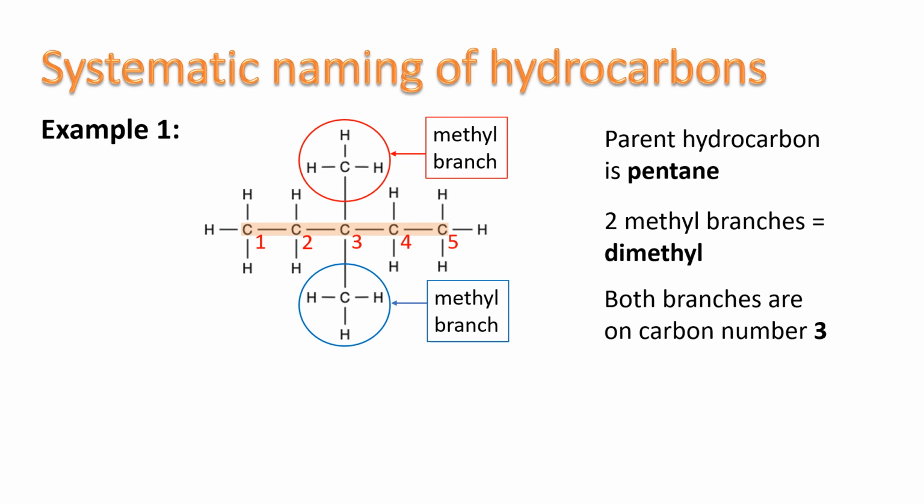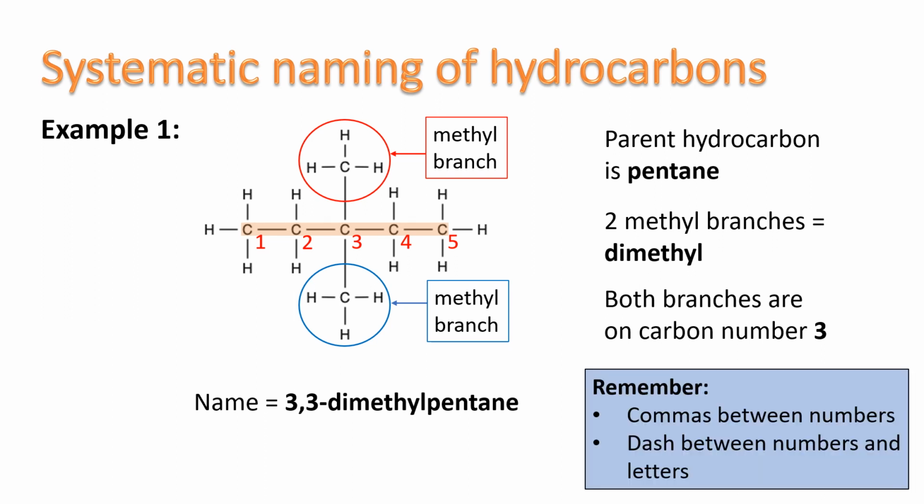So we bring this all together to name our hydrocarbon, and we call it 3,3-dimethyl pentane. So what this tells us is that on carbon number 3, there are 2 methyl branches attached. Now remember, we place commas in between numbers in the name and dashes in between numbers and letters. So if we pause here and copy this down.